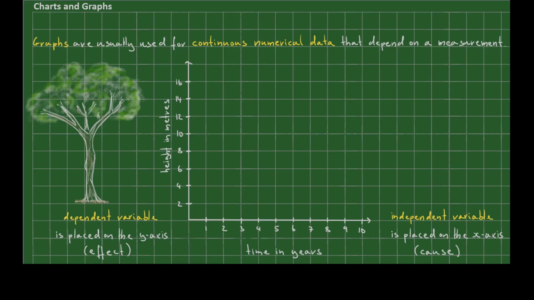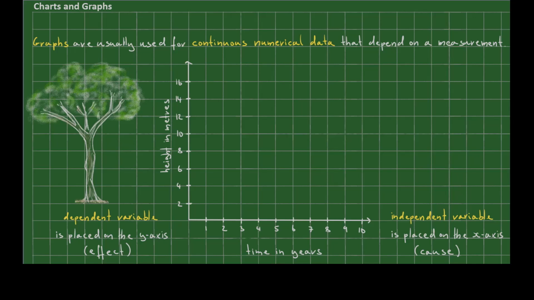What does this mean? Well, let's think about this. Unless time passes, the tree cannot grow, whereas time will pass regardless of whether the tree grows or not. The height or the growth depends on time, whereas the time is independent of the height.